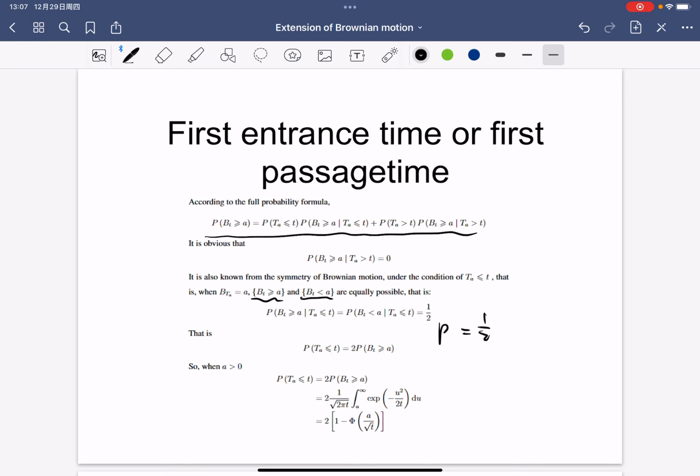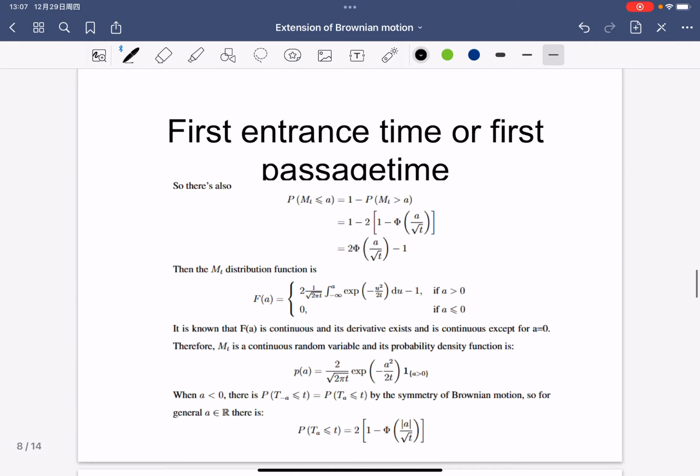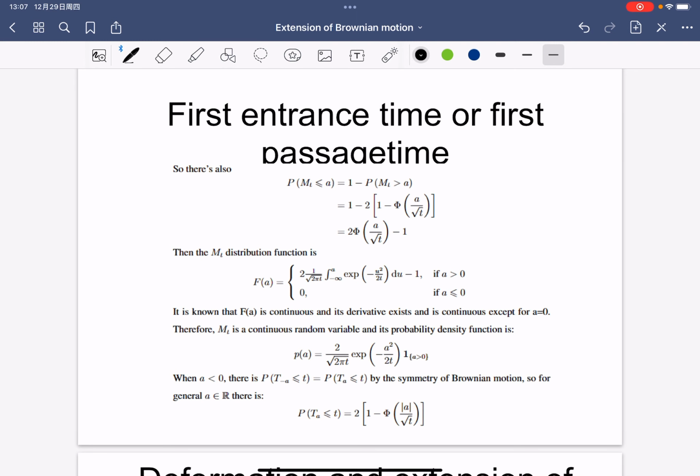That is, one of it is 2. So when A is greater than 0, we know that 2. So they also have 1 minus. Then the distribution function is this.